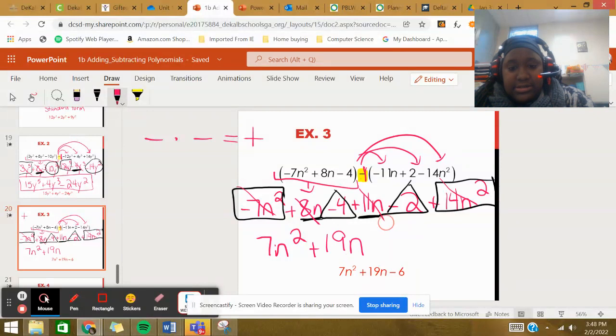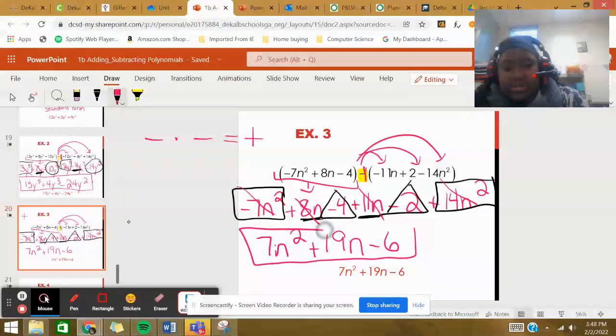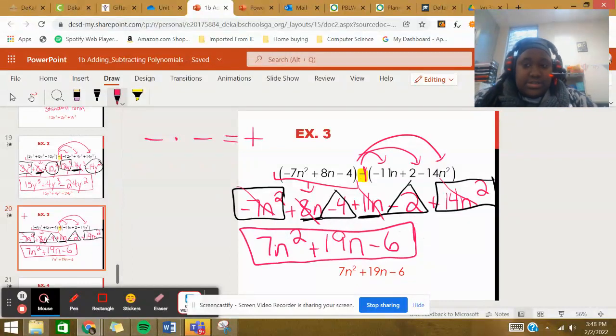I can cross these out because I already combined those. And then finally, I have a negative 4 and a negative 2, which is going to give me a bigger negative, a negative 6. Okay, so that's the final answer for this one, guys. Pause the video at this time to copy down this example.